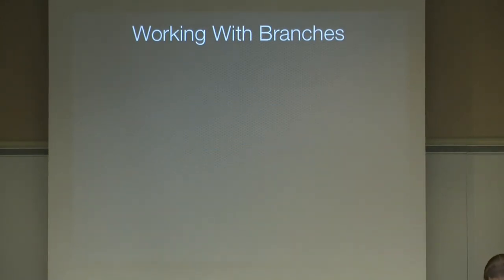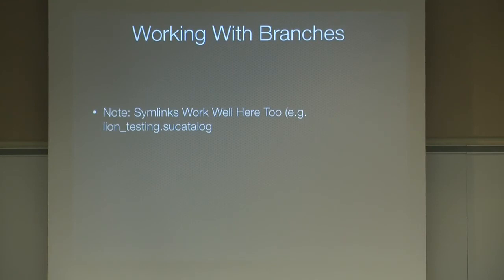So, working with the branches, symlinks work really well here too. Save yourself the time, because who wants to memorize something that long? Go through, create a symlink called, keeping along with what I was saying, academic.sucatalog, and point it off to, well, you're going to want to prefix it with the OS, because each OS is going to have a different catalog to point to. So lion underscore academic, dash academic, whatever you wanted to call it. Go through, do that, save yourself the hassle so that you just have that small URL to point to.